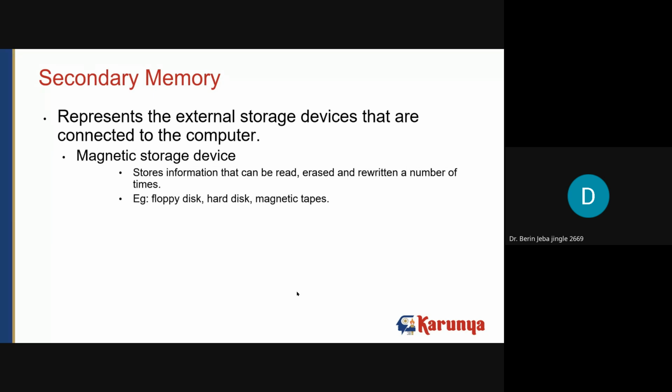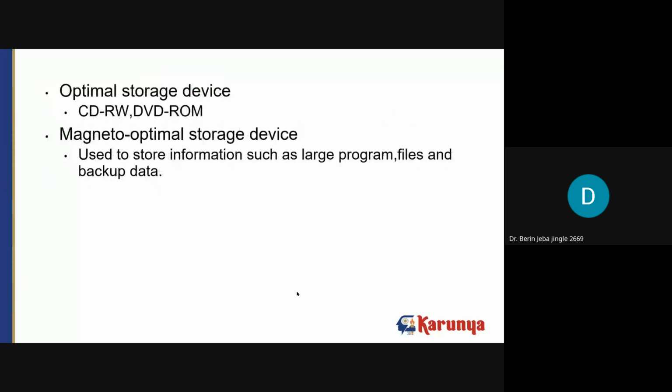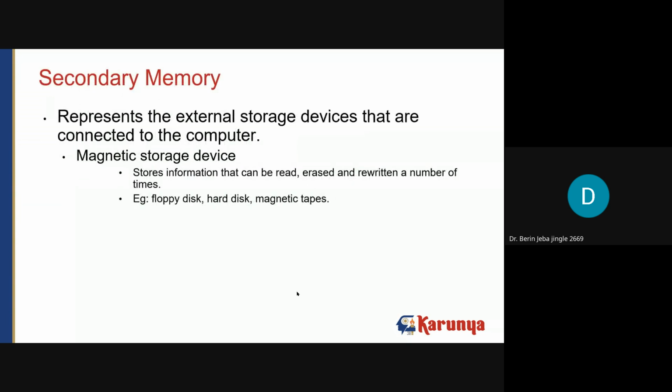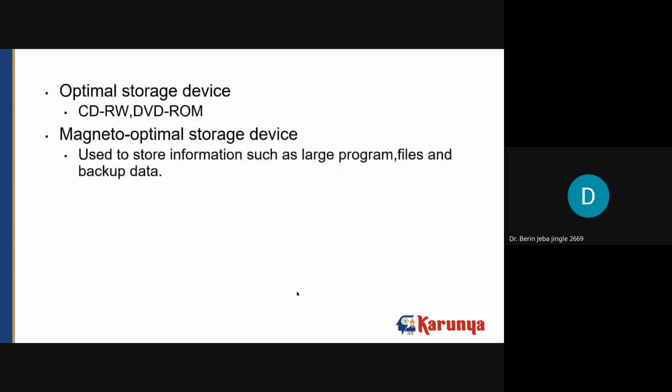There are three different types: magnetic storage devices, optical storage devices, and magneto-optical storage devices. Three different external storage memories. First, magnetic storage devices store information that can be read and erased, such as the floppy disk, hard disk, and magnetic tapes. These are the magnetic storage devices.